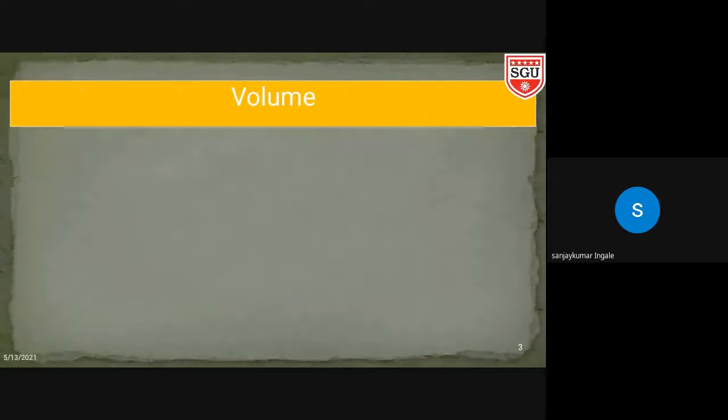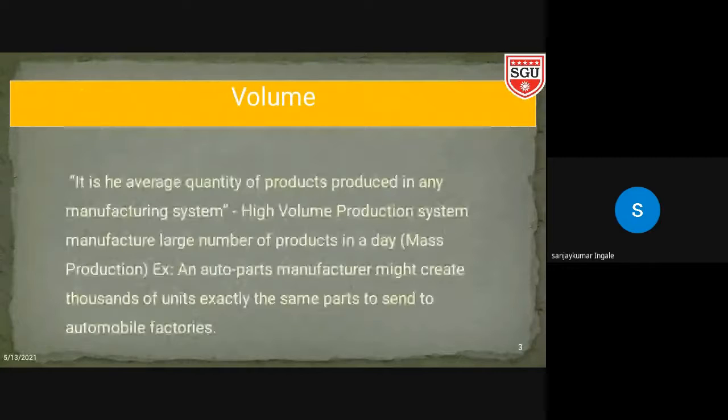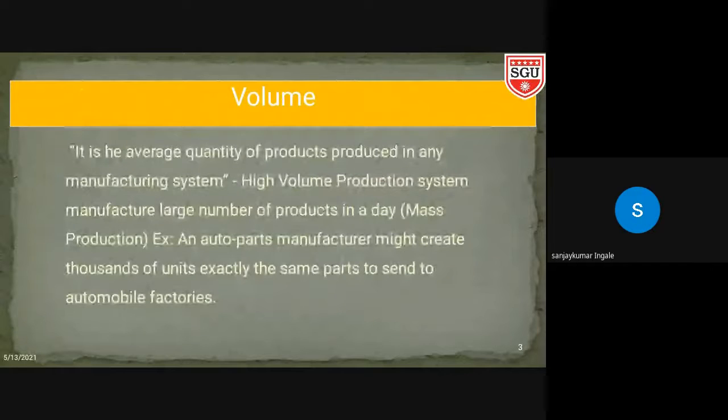Next one, volume. Volume is the average quantity of product produced in any system. A high volume production system produces a large number of products in a day. For example, an auto part manufacturing company might produce thousands of products of the same exact dimension and send them to the automobile factories.